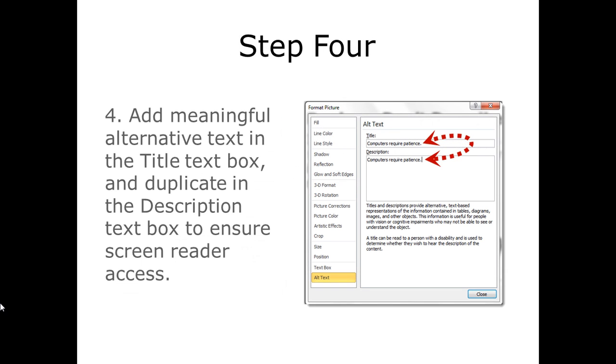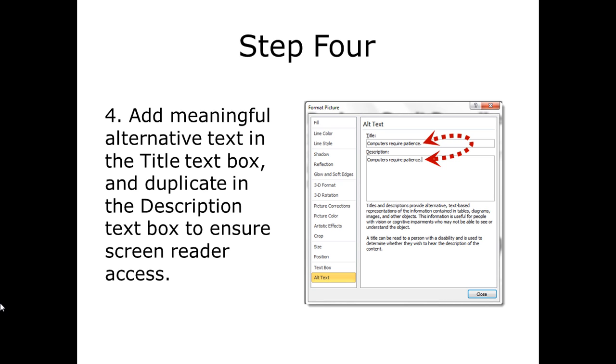Step 4. Add meaningful alternative text in the title text box. Now, in a perfect world, that's the only place we'd have to put it. But it's a good idea to duplicate that in the description text box as well. That assures screen reader access.